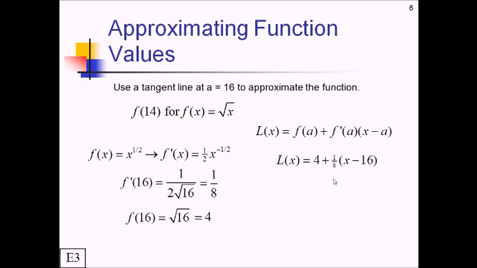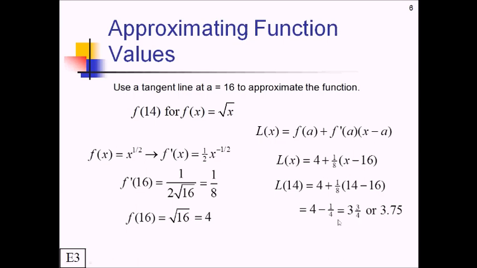Now we have one more step here. We wanted to know the value of the function at x equals 14. So we're going to plug 14 in for x here. And if I do this now, I can simplify it if I wanted to. So this is going to be 1/8 times negative 2, which is negative 1/4. And 4 minus that is 3 3/4, or 3.75, or you could write this as, let's see here, 3 times 4 is 12, plus 3 is 15, so 15/4.